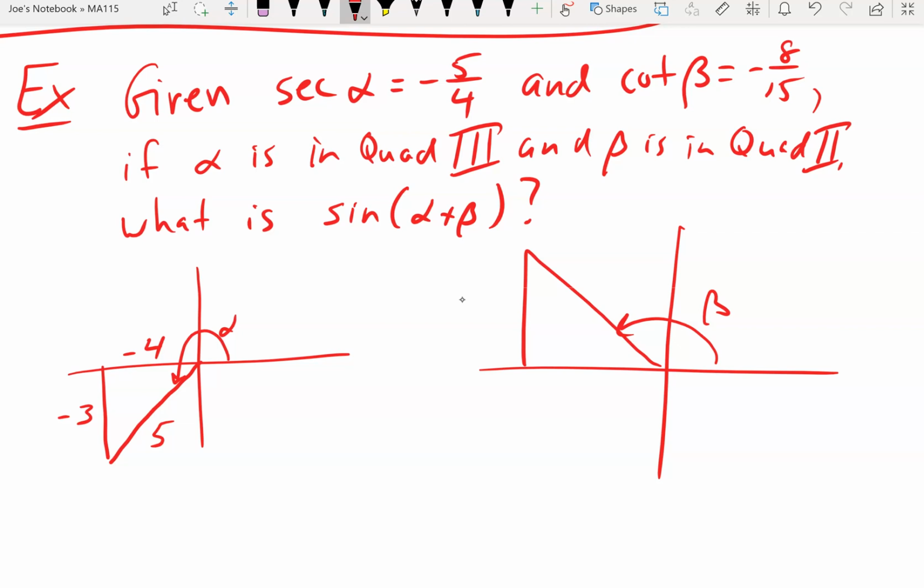Okay. How about beta? We're given cotangent. What can we label for the cotangent? The opposite and the adjacent, just like tangent, right? What's going to go on the adjacent in this case? -8, because that is the numerator for the cotangent, right? And the opposite's going to be 15. How did I know the 8 was negative, but the 15 was the positive and not the other way around? Because the -8 is going to the left side of the y-axis, right? And the 15's above. Can we figure out the hypotenuse? Yep, it's 17.